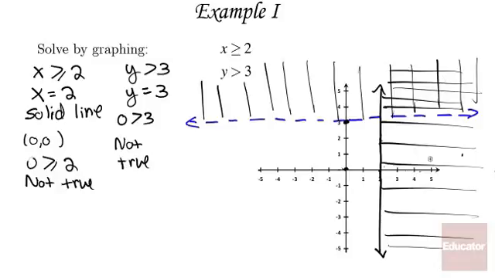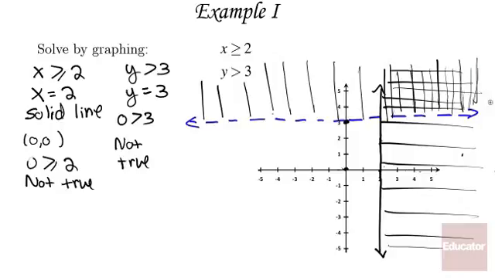So again, the solution set for the system of inequalities is the area of intersection of the two solution sets. So for this first inequality, the solution set is over here. For the second inequality, the solution set is up here. And I can see the area of intersection is right up here.